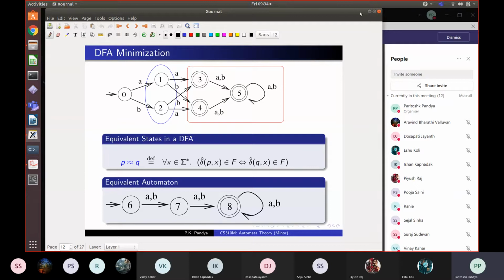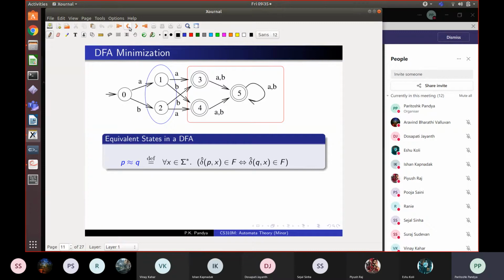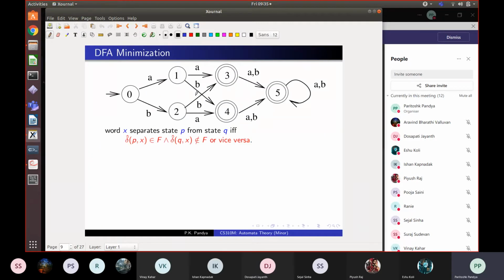And what is this idea of equivalence? If I may go back to the previous slide, that will make things a little bit clearer. So given two states P and Q, we can say that a word X separates this state P from Q if starting with P on X, you go to, say, a final state, and starting with Q, you go to a non-final state, or the other way, right? That is, X is able to distinguish the status of P and Q for us. In that case, we say that X separates P from Q.